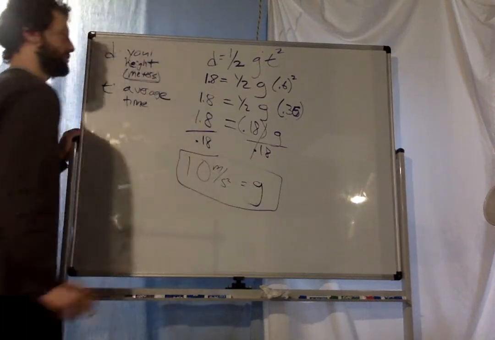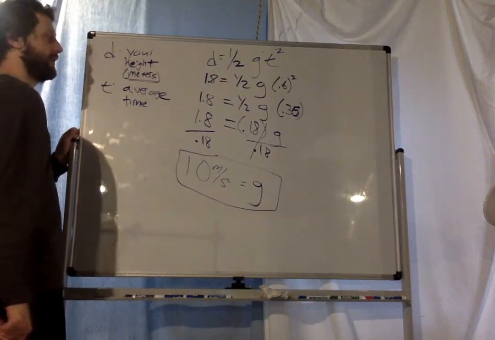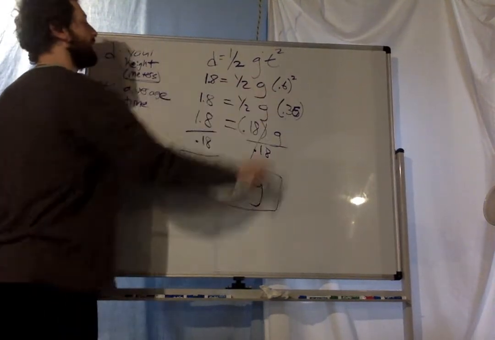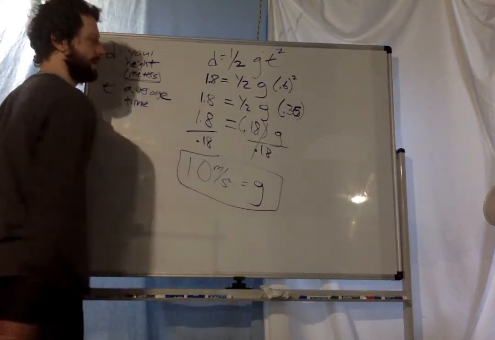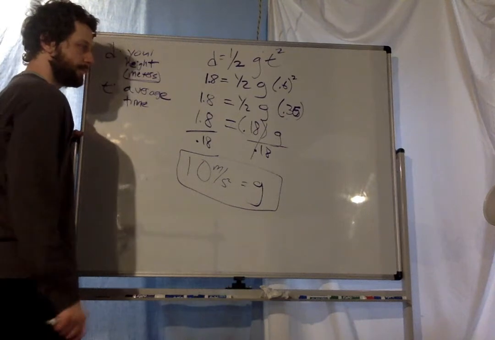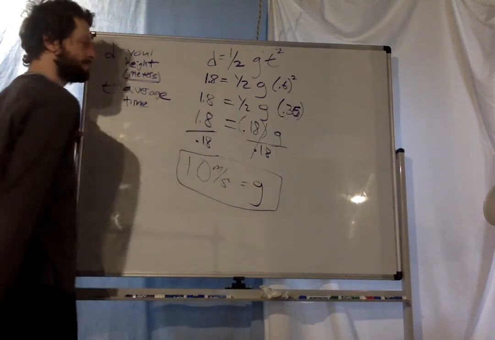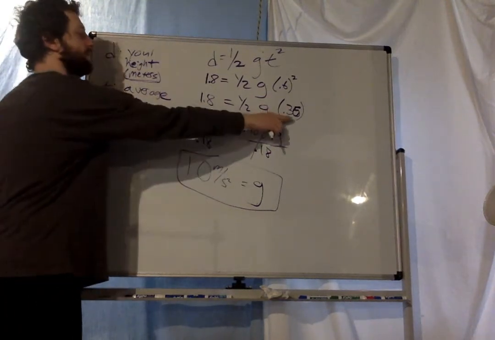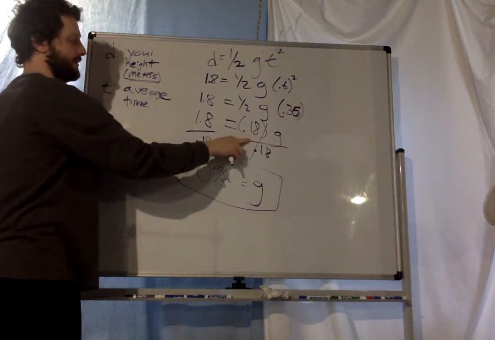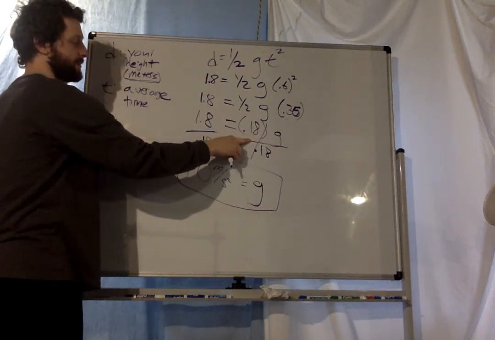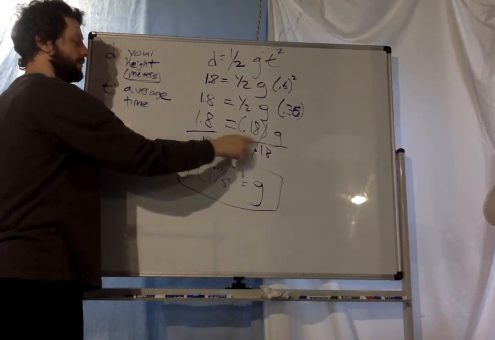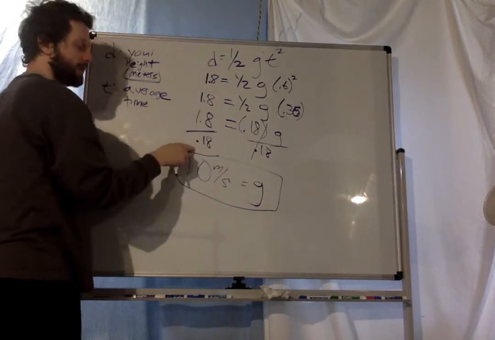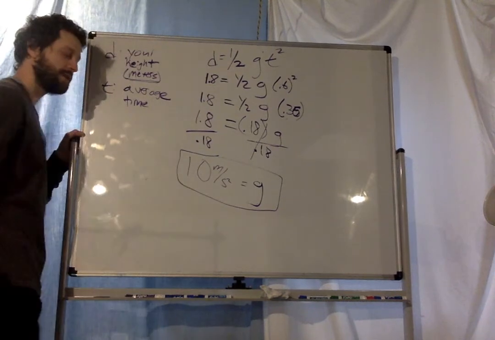So just to review, what you need to do right now is plug in your distance and your time. Square the time. You get a number that's a little smaller than what your time was. And then you multiply it by 1/2. You get a different number. Remember, your time is going to be different than mine. And then you can divide both sides by that new number you get, and you get G.